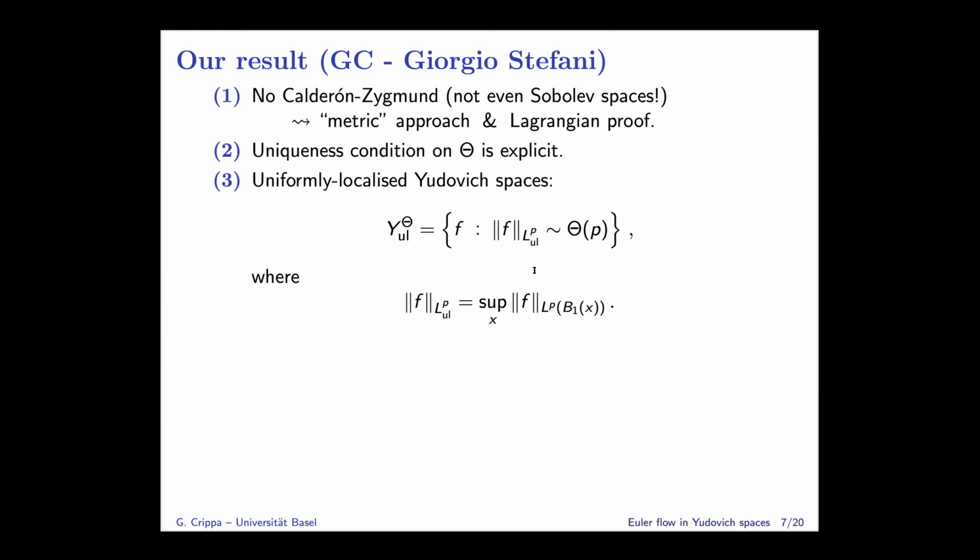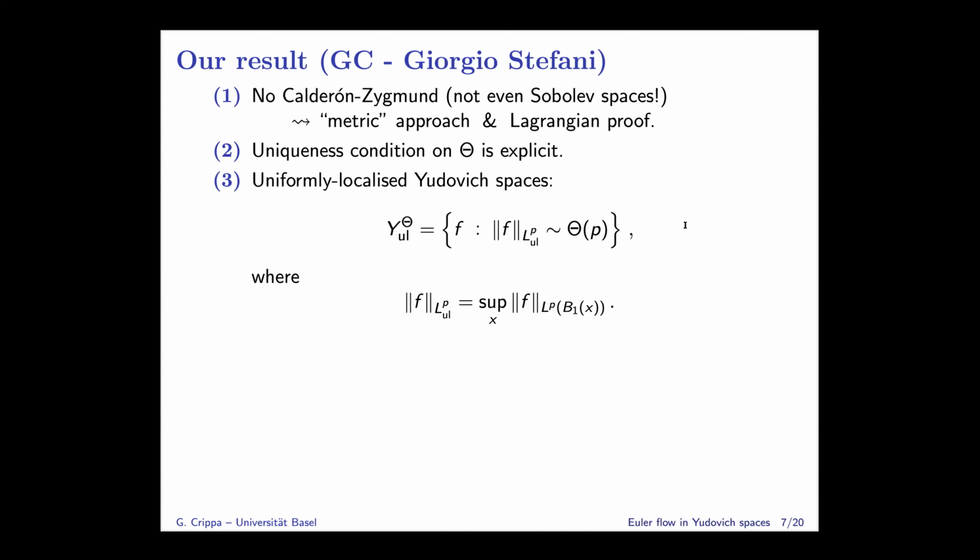FLP uniformly localized is the following. You look at the LP norm on balls of a fixed size, radius 1, and then you do that uniformly with respect to this center. So it's localized and it's uniformly localized, in balls of a fixed radius, but uniformly with respect to the point. Then this Y_theta^UL, the uniformly localized Yudovich spaces, are defined by this condition.